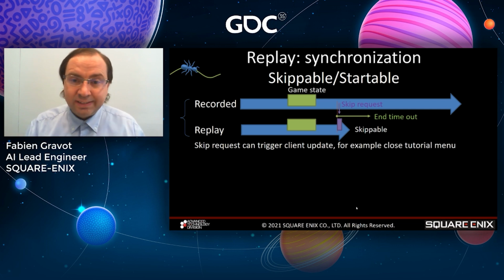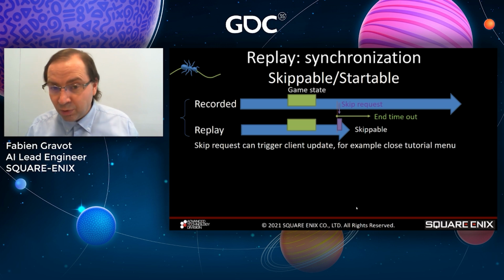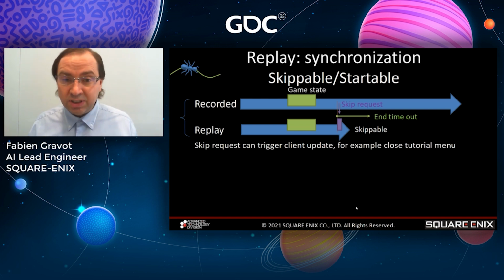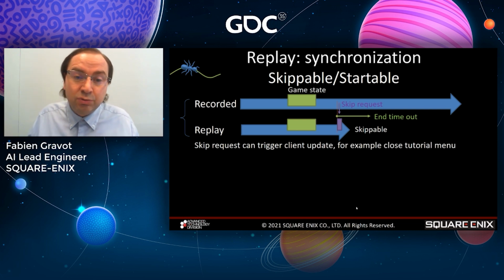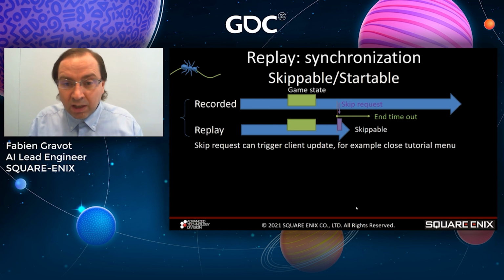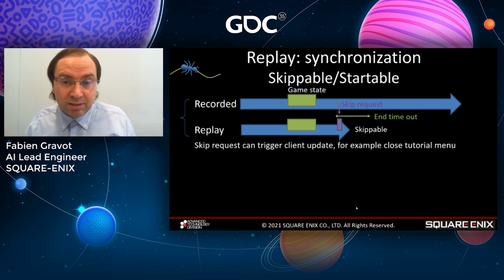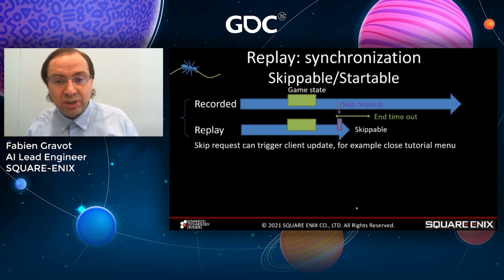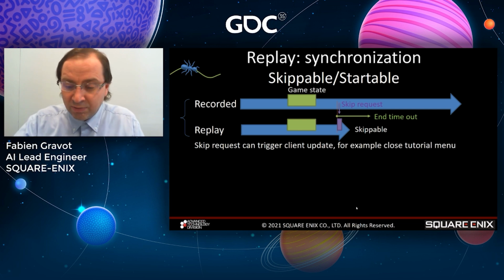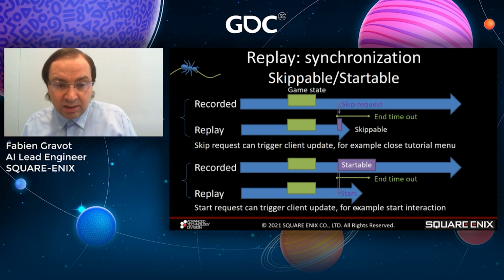Another example, skippable. Skippable means that when you are replaying your data, you have a new game state that you were not expecting. It can be a new cinematic that has been added to the game, a new battle, I don't know. And what the replay system will say, if this one is skippable, is let's try to skip it and ask a skip request. If not, we may fail this replay. Most of our replay data are, in fact, skippable.